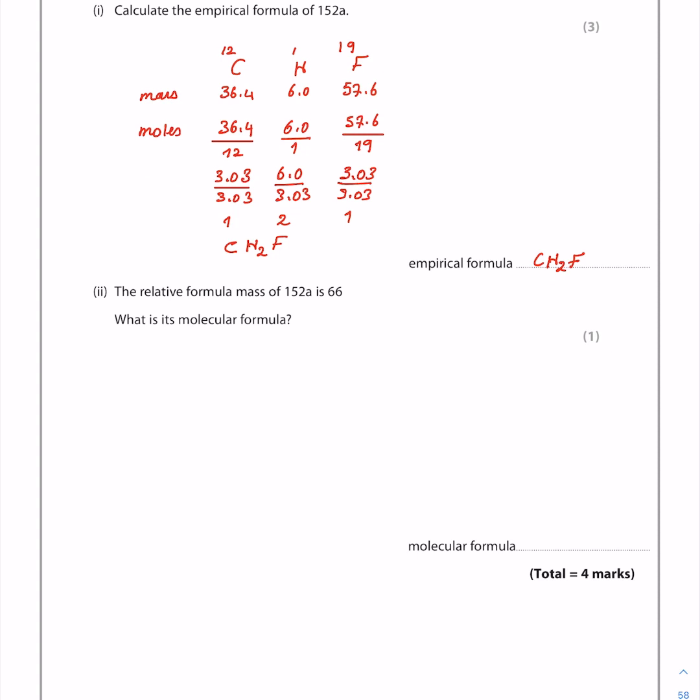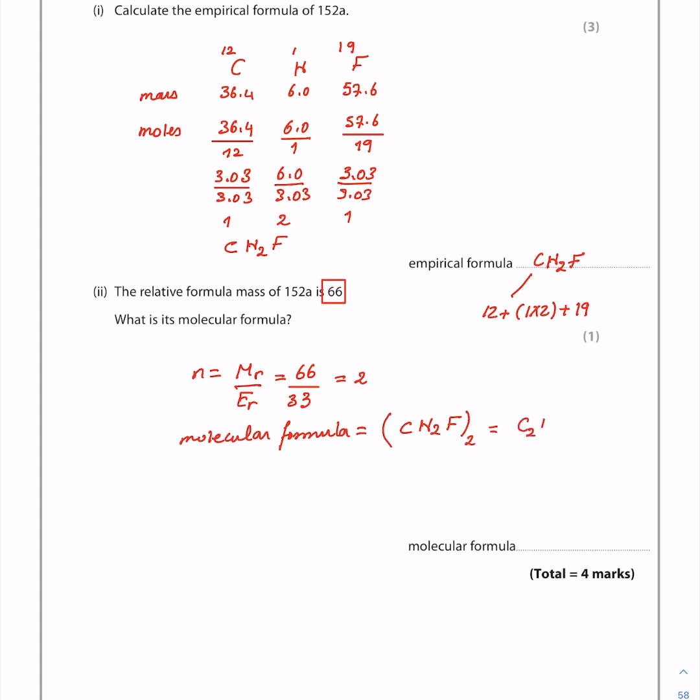The relative formula mass of 152A is 66. What is the molecular formula? We get the number of empirical formula units, which is MR over ER. MR is 66, and ER is calculated from the empirical formula: carbon 12, hydrogen 1 by 2, and fluorine 19, which gives 33. 66 over 33 gives 2, which means the molecular formula is the empirical formula CH2F repeated 2 times, so C2H4F2. This is the molecular formula of compound 152A.